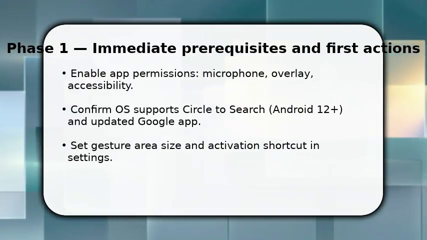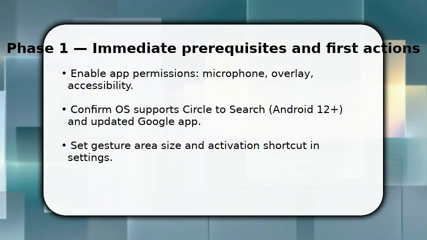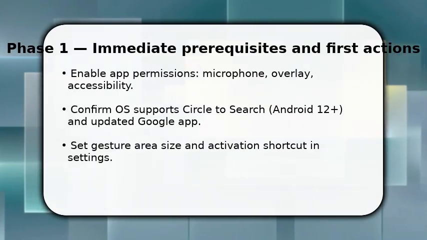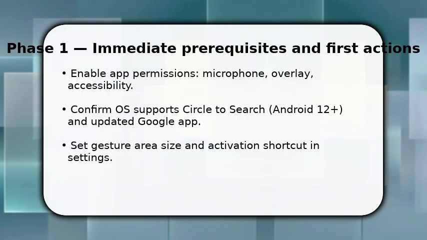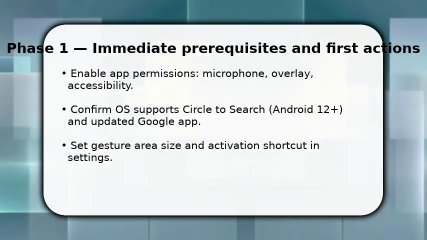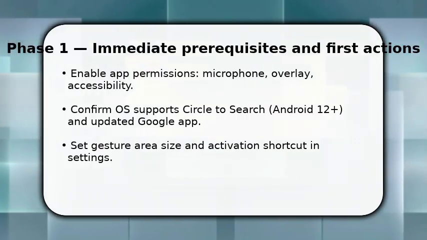Next, open Settings, find Circle to Search, and set the activation gesture. Adjust gesture area size so your thumb lands comfortably. You're ready to make the first circle. Keep your hand steady for accurate selection.